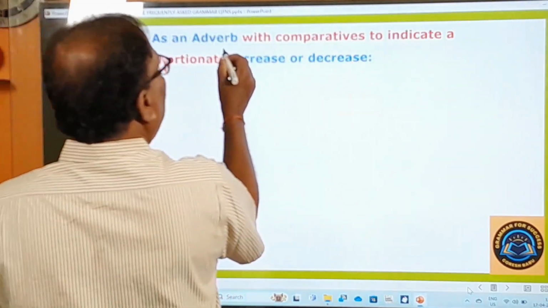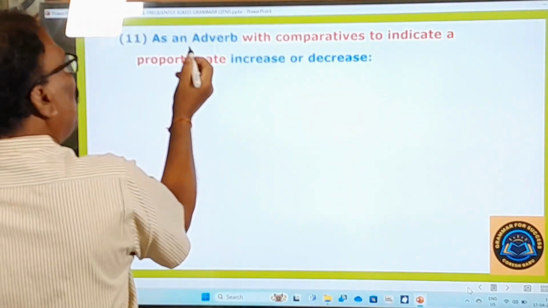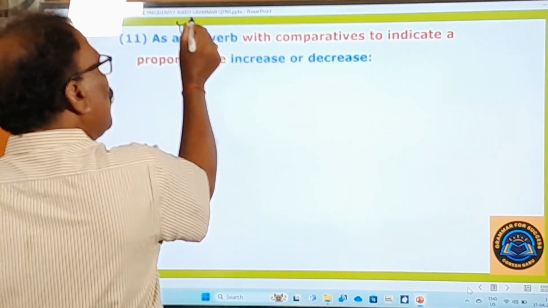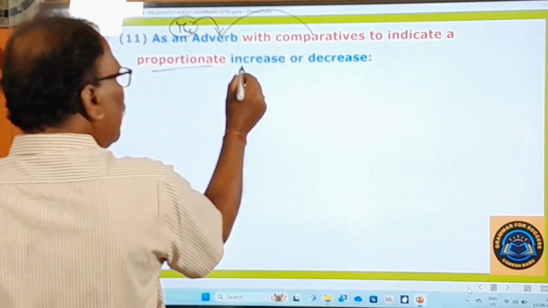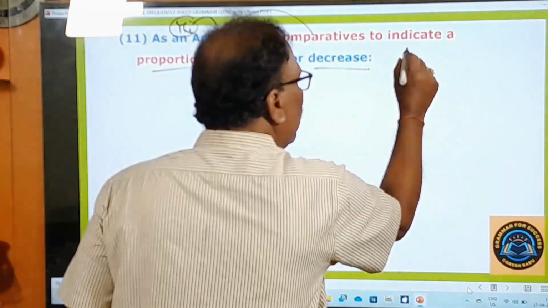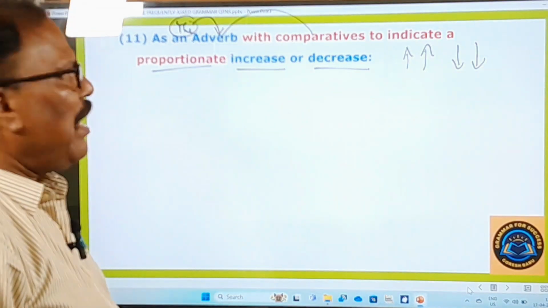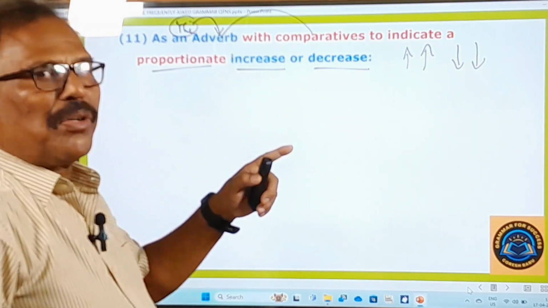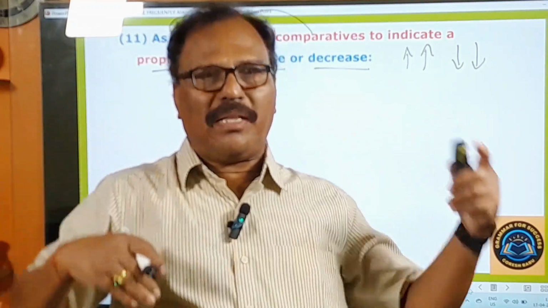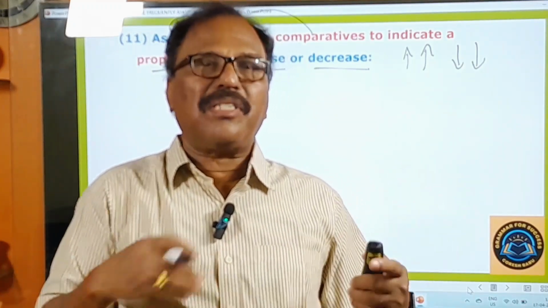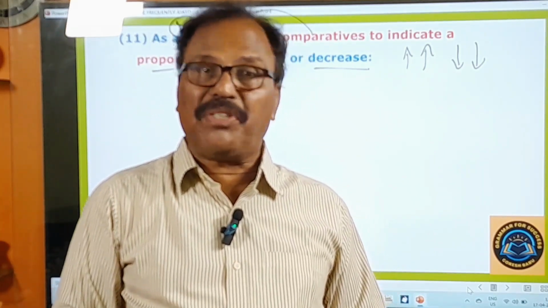11th rule: as an adverb with comparatives to indicate a proportionate increase or decrease. So in this rule, you are going to learn that the is used as an adverb with comparatives to indicate a proportionate increase or proportionate decrease, an equal ratio. According to this rule, the is used in two places, at the beginning and in the middle, and it is always used just in front of a comparative adjective. Without the comparative adjective it should not be used.